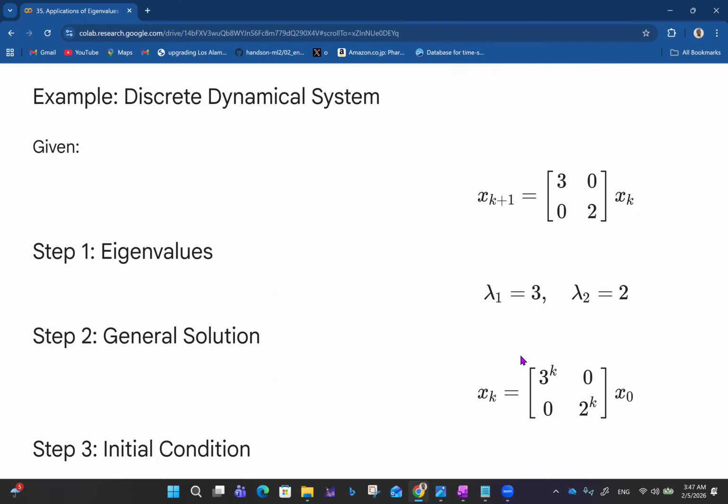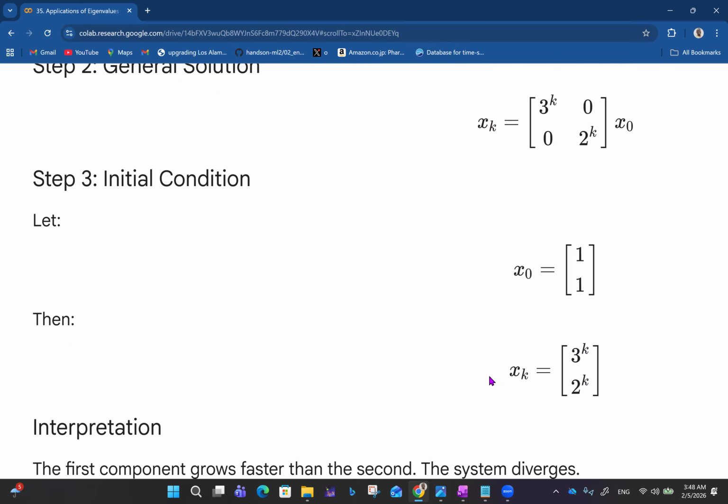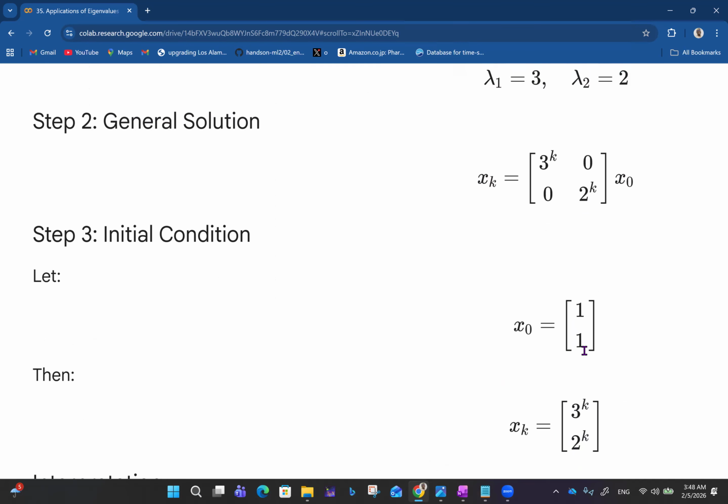So the general solution can be expected to be x sub k equals [[3^k, 0], [0, 2^k]] x naught. That's what the system will end up being. And if we have an initial condition like x naught equals (1, 1), then if you multiply [[3^k, 0], [0, 2^k]] by (1, 1), we end up getting 3^k and 2^k.